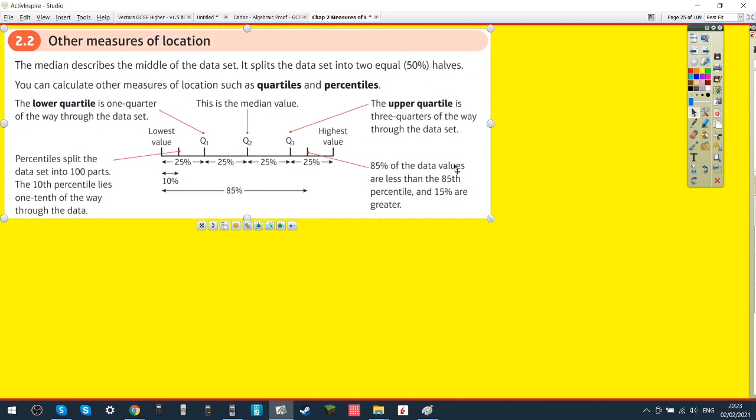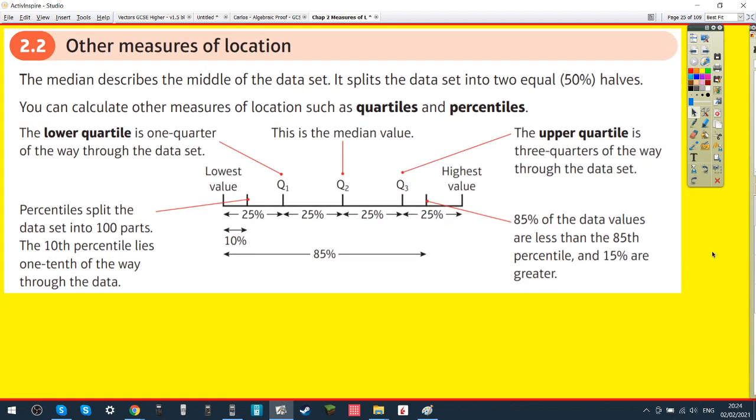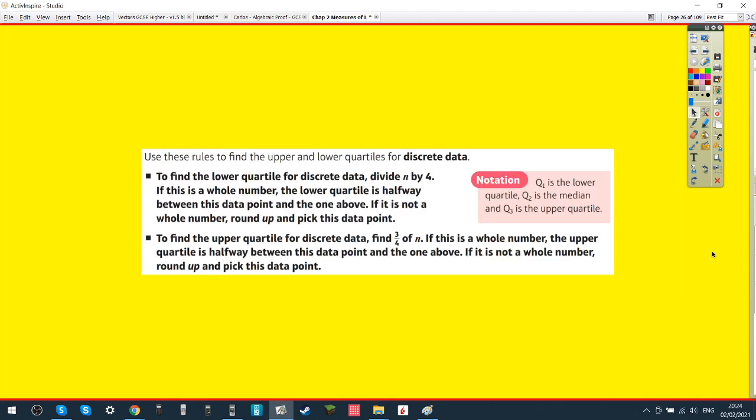Other measures of location and spread. How do you find the range? The highest number take away the lowest number. Do you know interquartile range? I do remember some of it, I think. Yeah, we'll see how we get on.